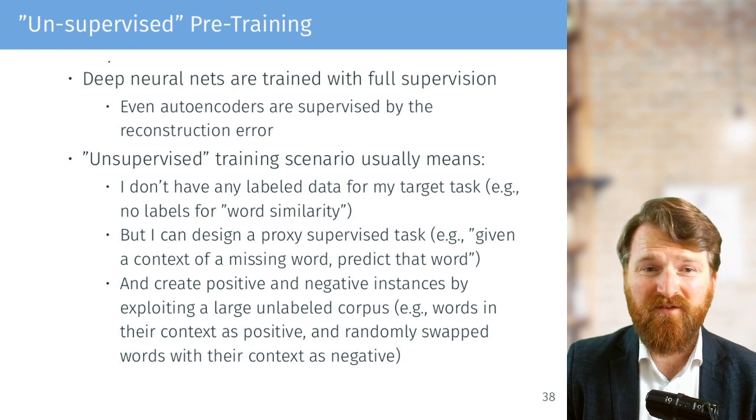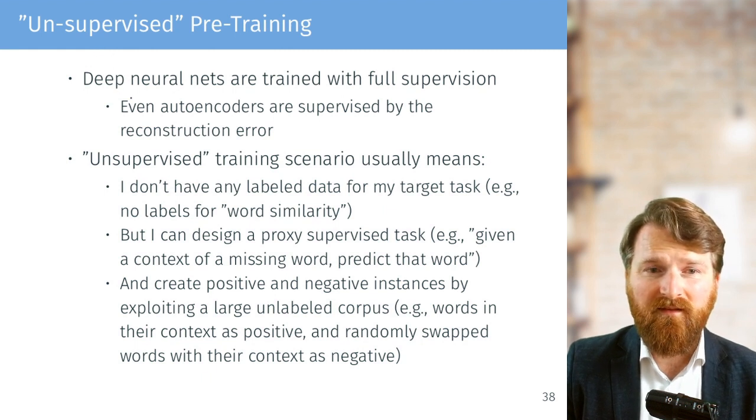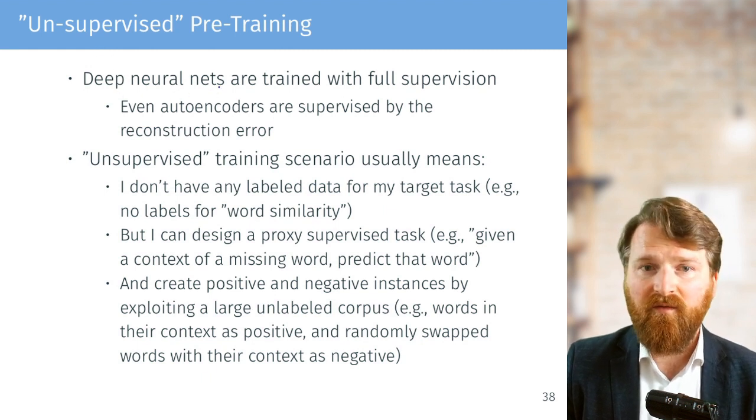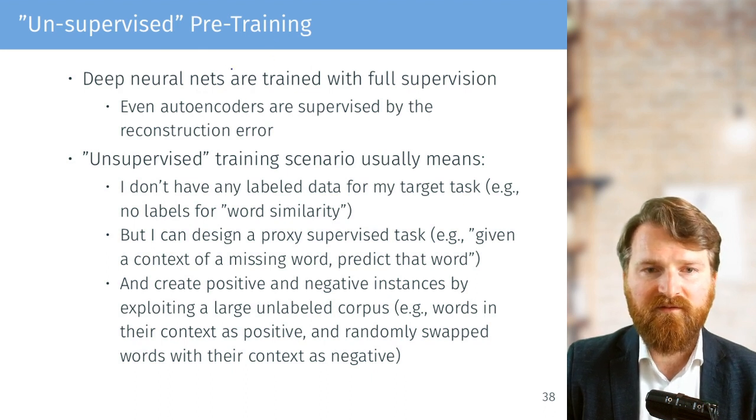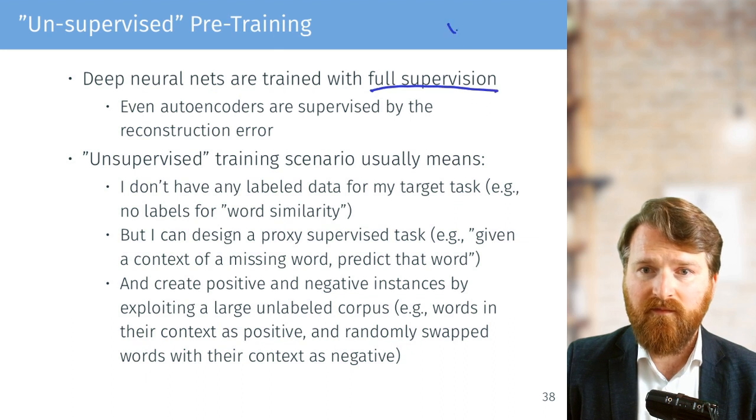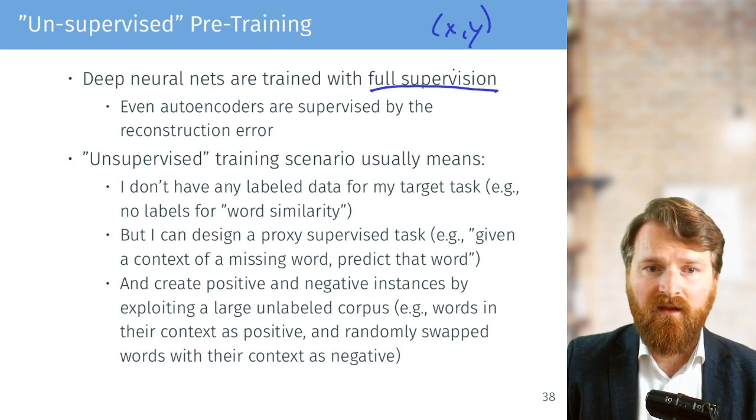Basically, well, not because deep neural nets, as we know them, there could be other architectures that actually are unsupervised using some probabilistic graphical models. But the networks we've been working with so far are actually trained with full supervision. So you have some XY pairs, and you train on them. And even autoencoders are supervised by the reconstruction error.